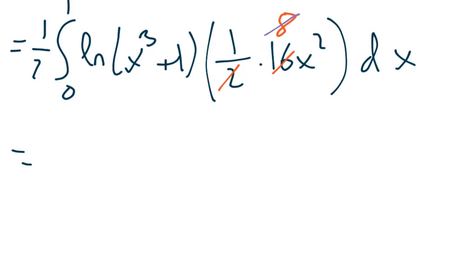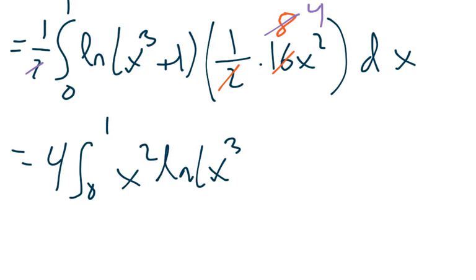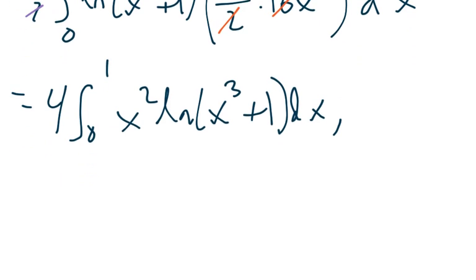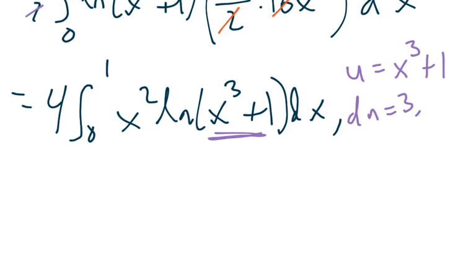This 8 cancels, it becomes a 4. We look at this thing. So what I really have is 4, integral from 0 to 1, x² ln(x³ + 1) dx. And this is good, because now I can do the u sub. u is equal to x³ + 1. I always want to u sub out this if I have ln of something. du is equal to 3x² dx.